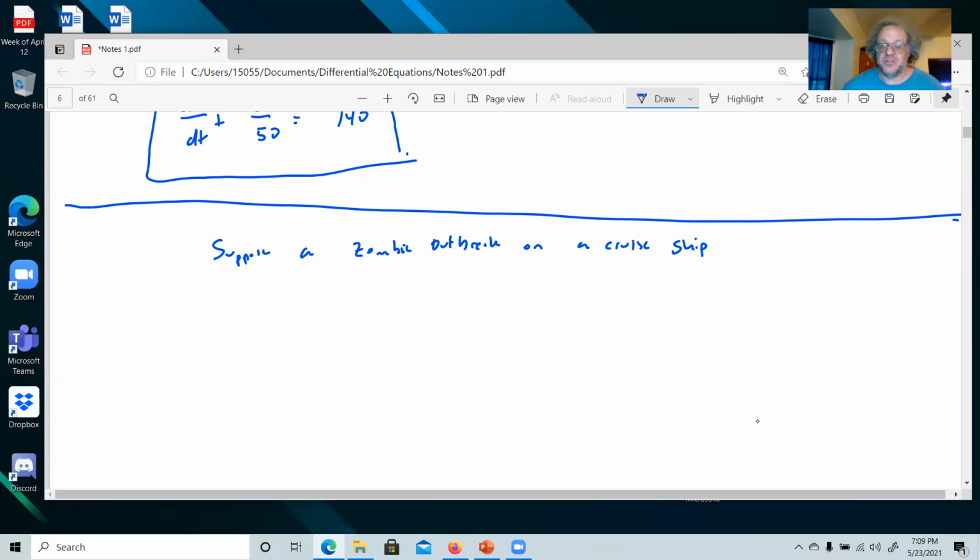You could use this for any contagious disease, like COVID, but this is actually the original model that people used for this. The ship has 5,000 people on it, passengers and crew. That's our total population.